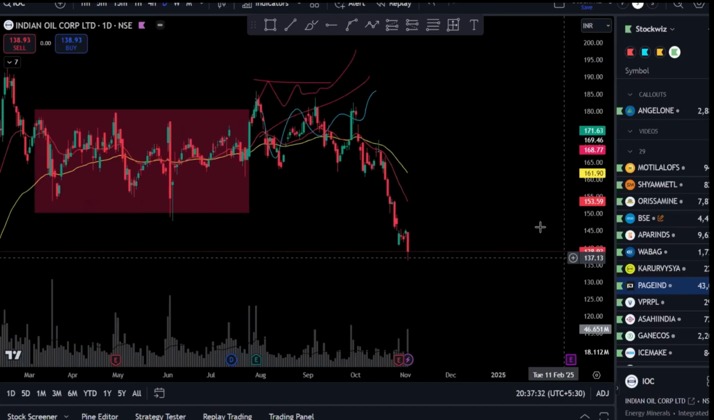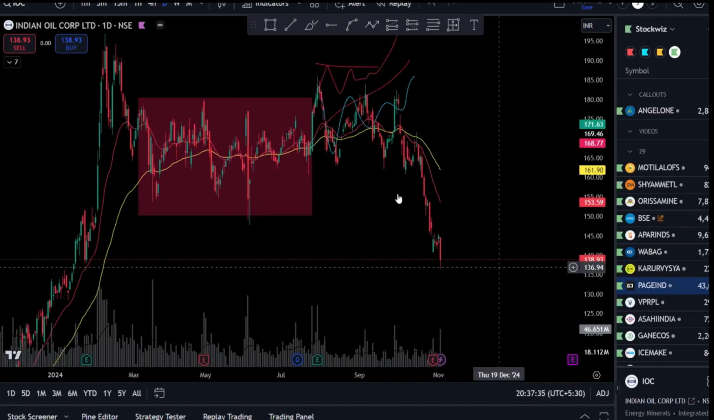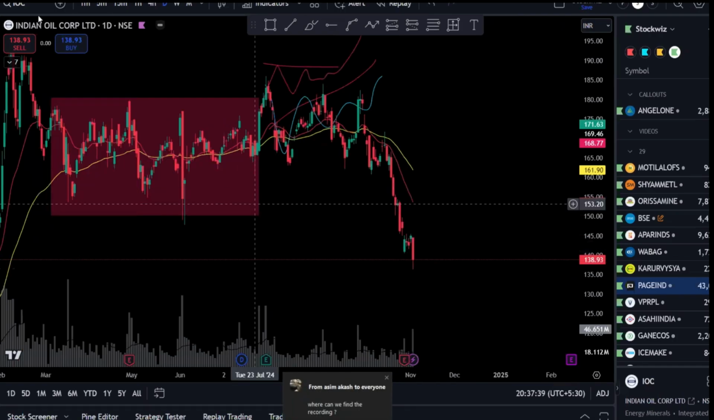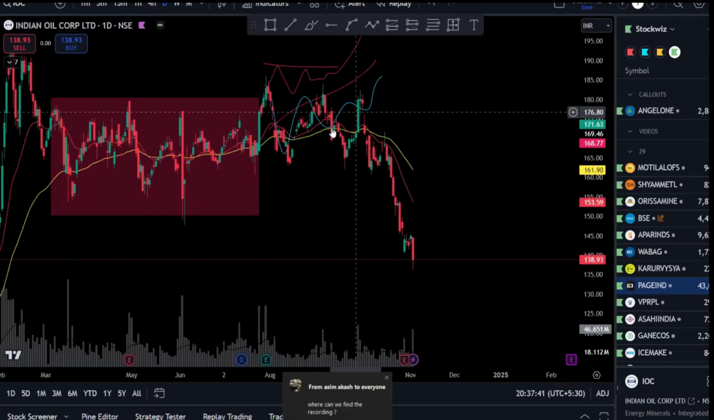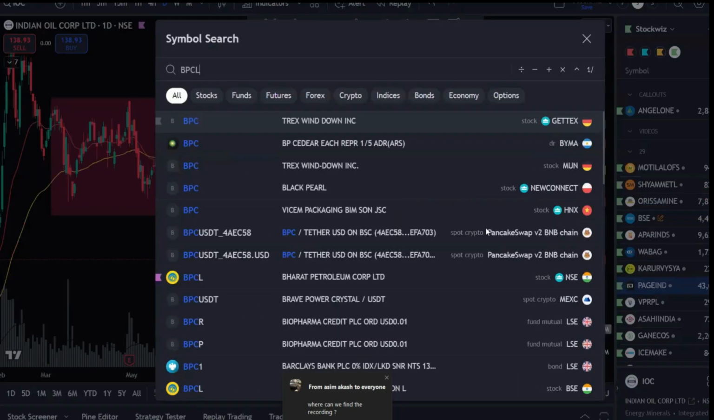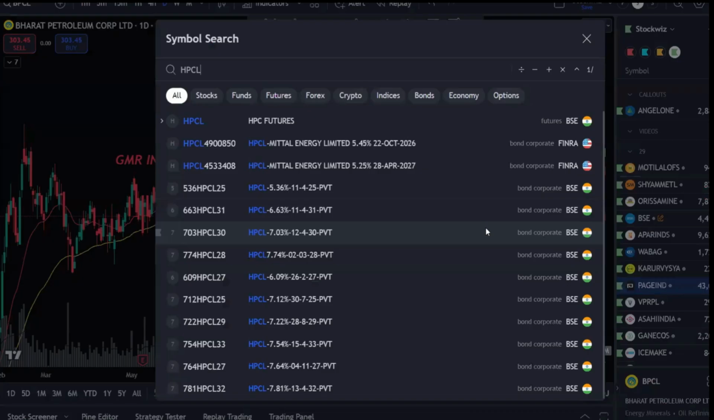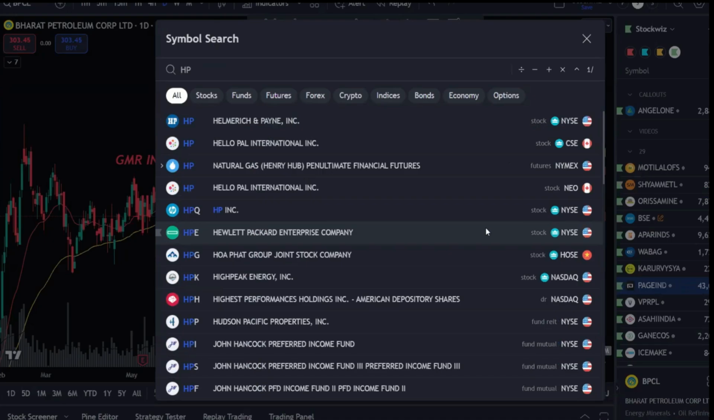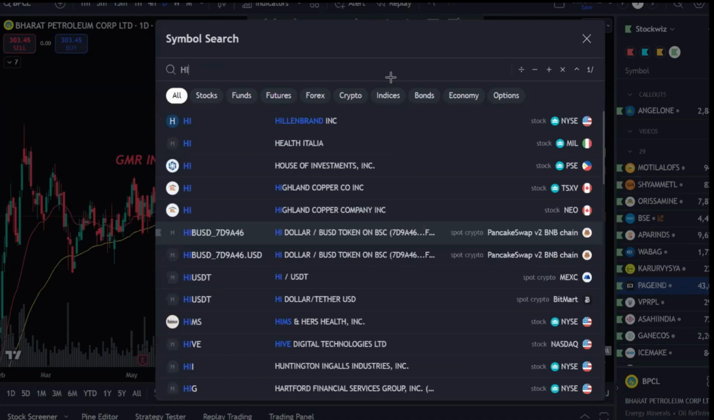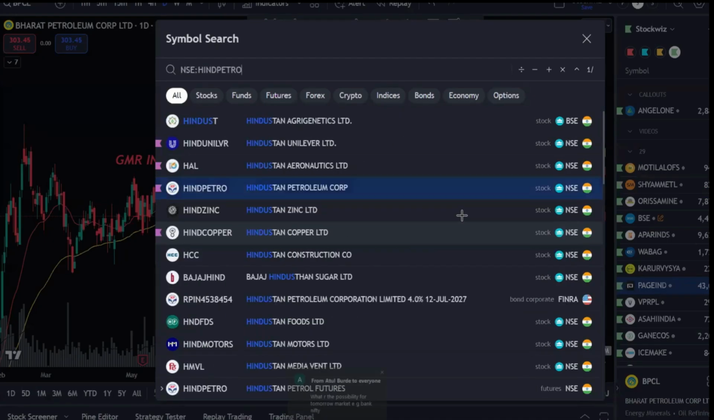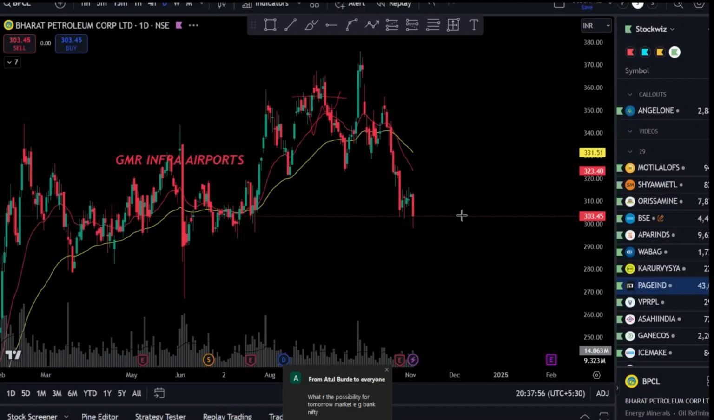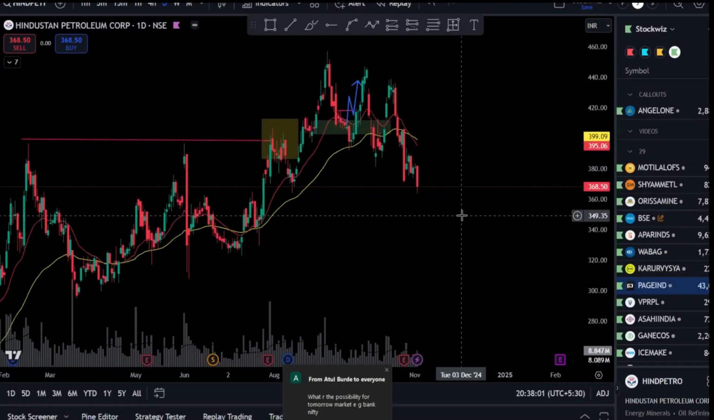Why? I don't know. Why you don't know? Because the oil sector has been going down. It's not just with IOC. If you have noticed BPCL, if you have noticed HPCL as well, Hindustan Petroleum. If you have seen all the oil stocks, the entire sector is coming down. So if the entire sector is coming down, then how can IOC just remain up higher? The probability is pretty less.